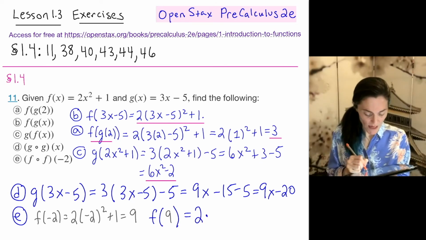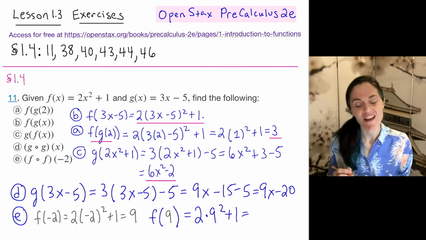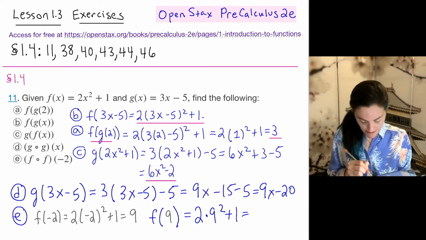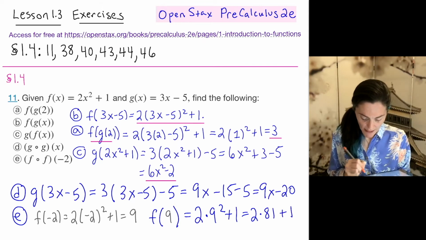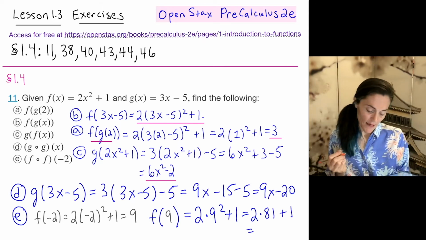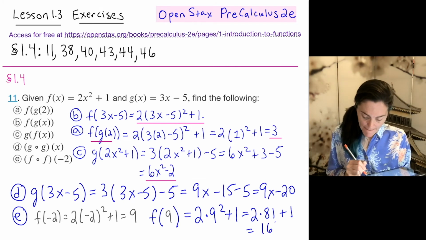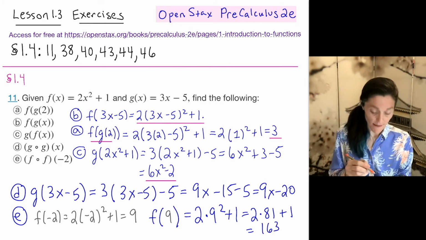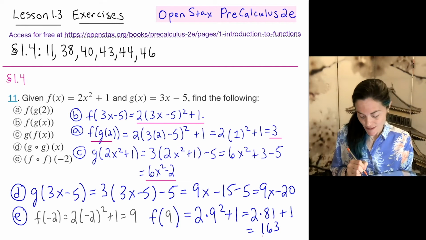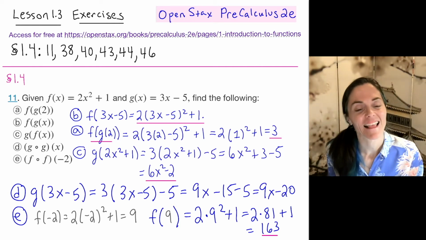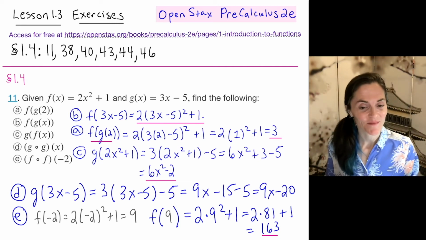This is 2 times 9 squared plus 1. We get 81 times 2 plus 1, which is 163. So this is letter E. The answer is 163. This was number 11.